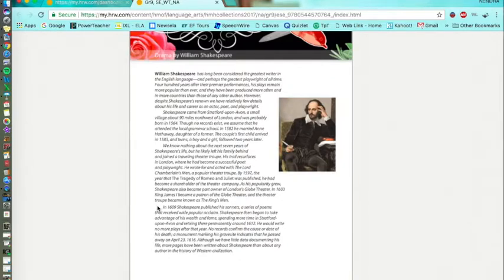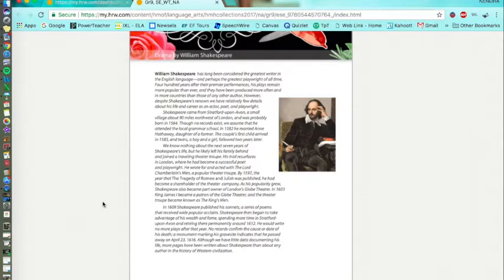He wrote for and acted with the Lord Chamberlain's Men, a popular theater troupe, and by 1597, the year that the tragedy of Romeo and Juliet was published, he had become a shareholder of the theater company, so he owned part of it. As his popularity grew, Shakespeare also became part owner of London's Globe Theatre. In 1603, King James I became a patron of the Globe Theatre, and the theater troupe became known as the King's Men. In 1609, Shakespeare published his sonnets, a series of poems that received wide popular acclaim.